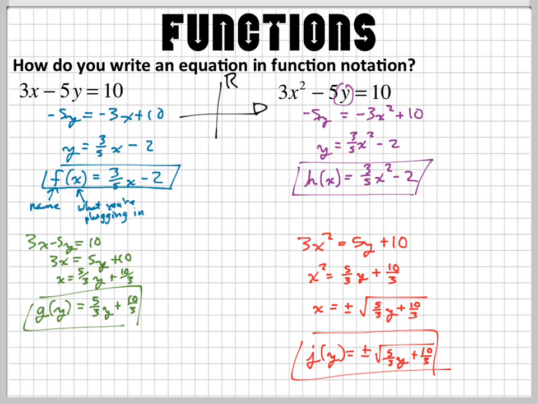Let's try 0. Plug 0 into that y. 0 times 5 over 3 is 0. Yay. And now I just add 10 to it, over 3. And so I have the square root of 10 over 3. But not just one positive square root of 10 over 3. You have to do the negative square root of 10 over 3. So there's two answers for one domain number. Therefore, this one is not a function.